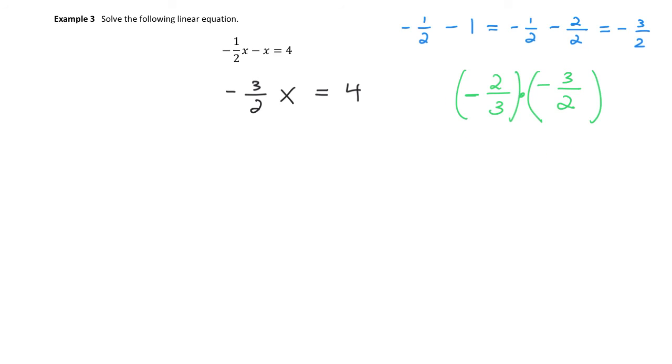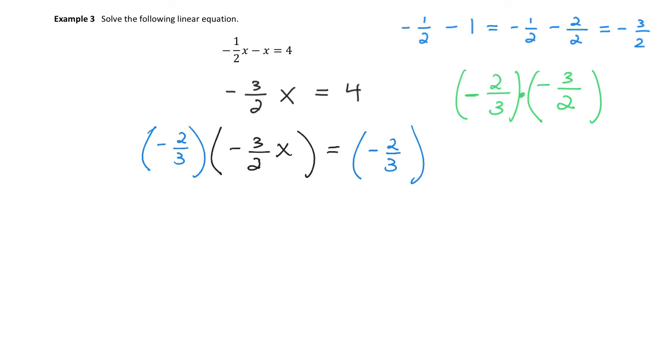That's telling me the number that I'm going to multiply to both sides of this equation is -2/3. Then I'll just copy down the -3/2 x. And on the right side of my equation, put -2/3. And then I'll write 4 as just 4 over 1.